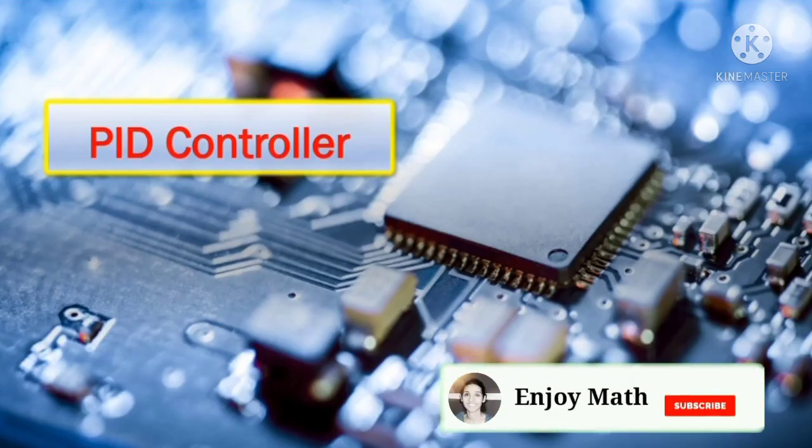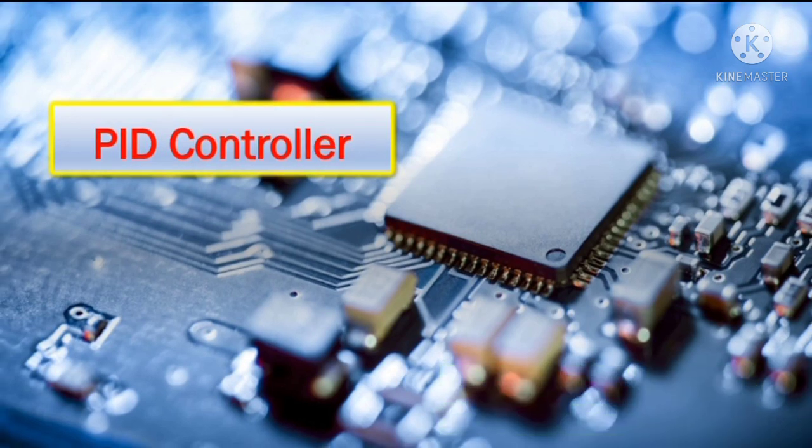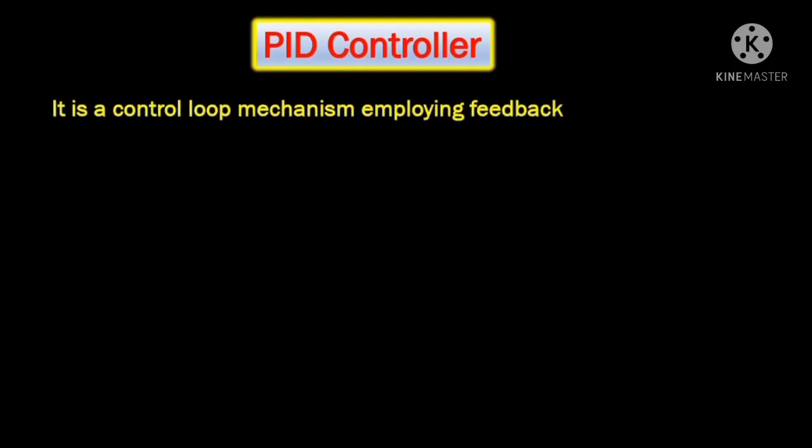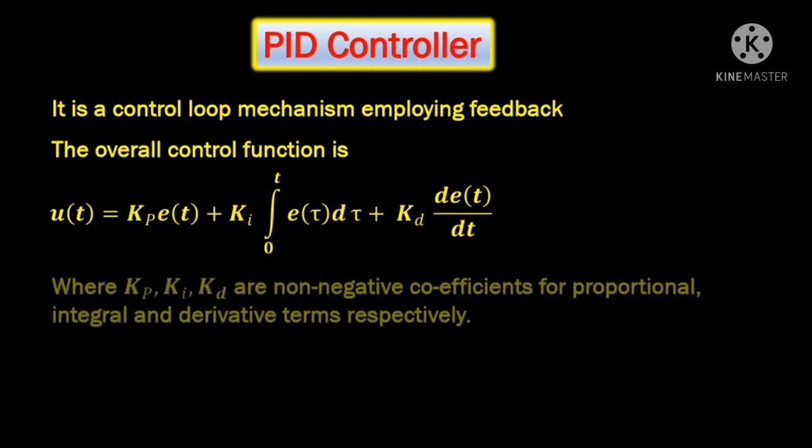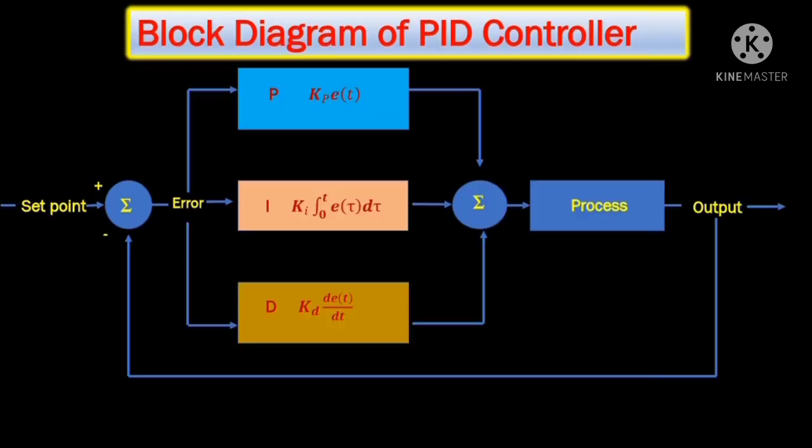Let's now see how integration plays a very important role in PID controller. So the PID controller is nothing but a control loop mechanism with feedback. And friends, here is the overall control function where Kp, Ki and Kd are the coefficients for proportional, integral and the derivative terms. Now the PID controller continuously calculates an error value, and this integral unit measures the area between the error values and helps the system to tune into an error of 0.